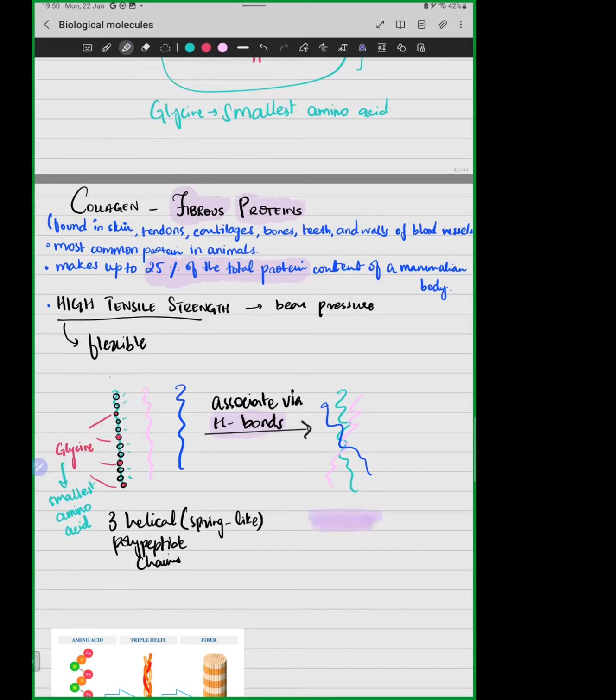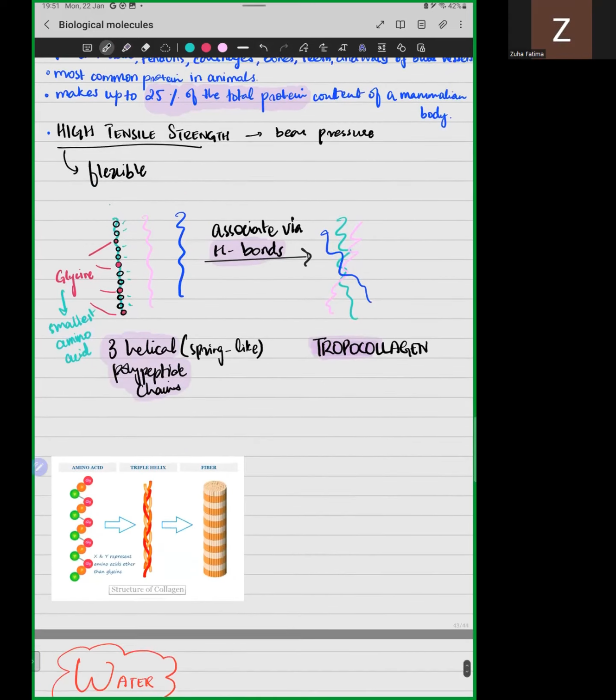So first and foremost, the starting point for a collagen molecule is what? Three helical polypeptide chains. Those three helical polypeptide chains associate via hydrogen bonds to form something we know as tropocollagen. Okay. So basically what happens is that these polypeptide chains are wound over one another, around each other, and they're forming something like this.